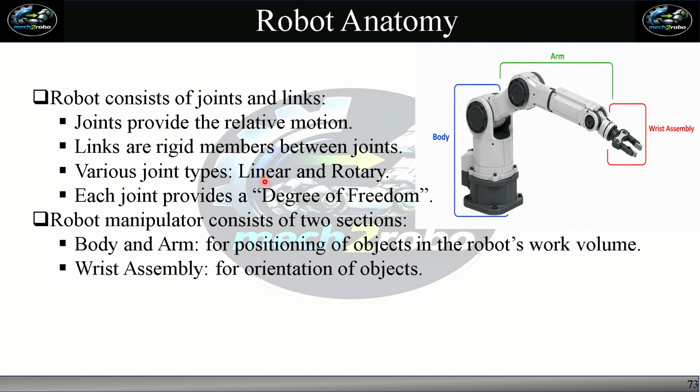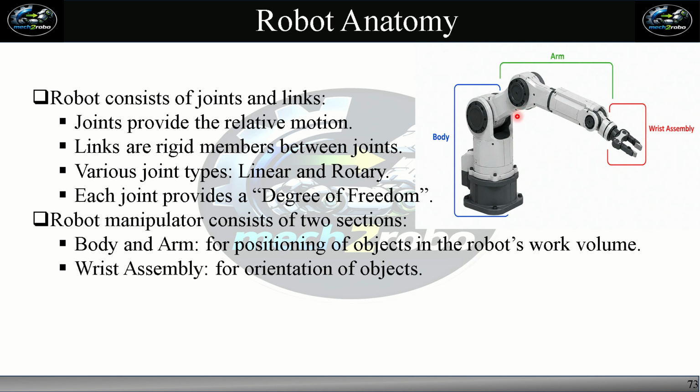linear, which provides the translation motion, and the second one is the rotary, which provides the rotation, and each joint provides a degree of freedom. And a robot manipulator consists of two sections. First one is body and arm, and second one is the wrist assembly.